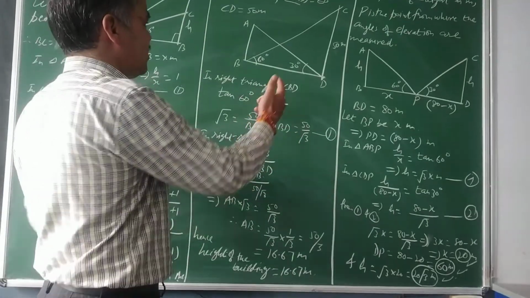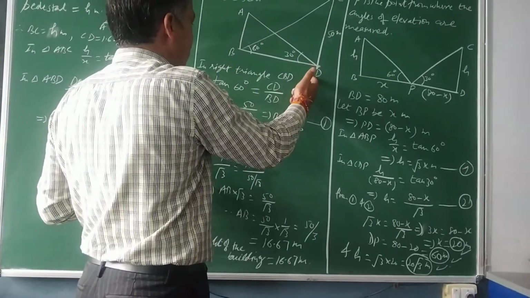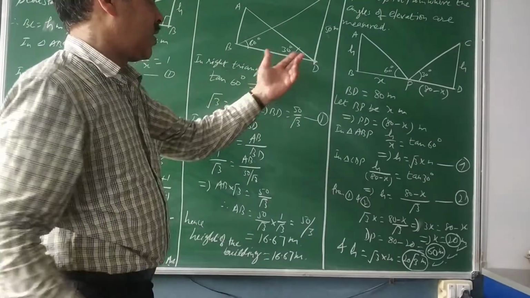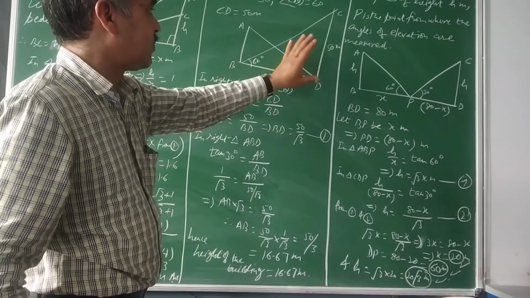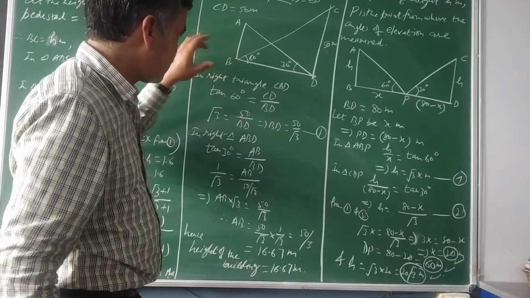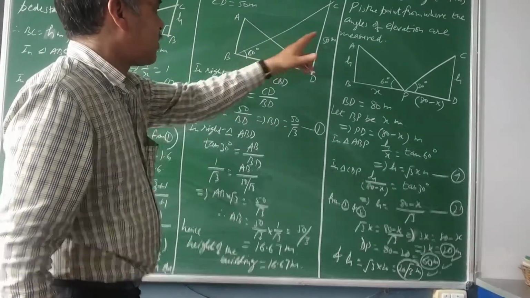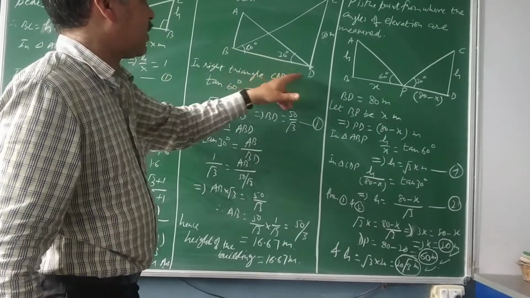Comfortably you can study these two triangles ABD as well as your triangle CBD. So here the height of the tower is given, so better to go for this option first, that is your CBD. Use this tangent 60, that is the perpendicular upon base, so perpendicular is CD.